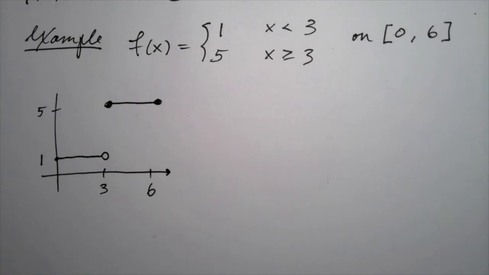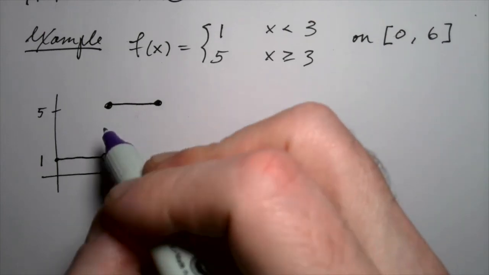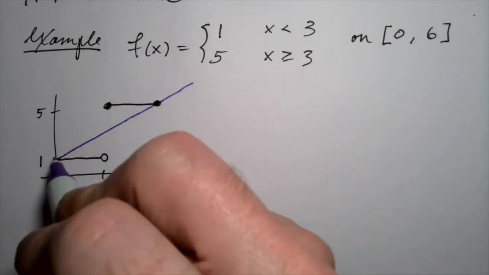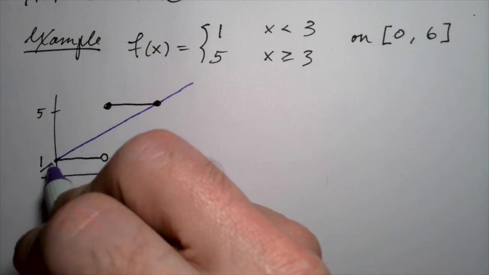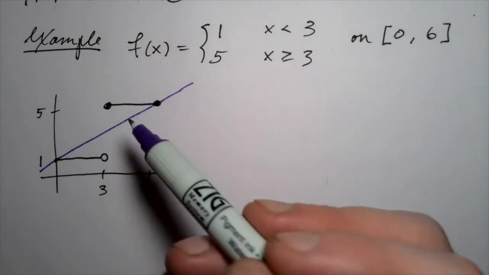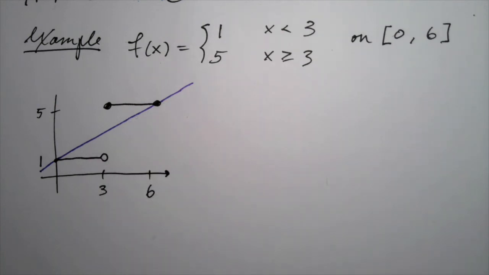What would the mean value theorem say? Let's first just think about it graphically. The secant line from the start of the graph to the end of the graph over this interval would be that purple line. So I think it's intuitively clear that there's no tangent line that's parallel to that purple line, right? So in other words, the mean value theorem fails. There's no spot where the instantaneous rate of change, the slope of the tangent line, is exactly this average rate of change, this average slope given by the purple line.